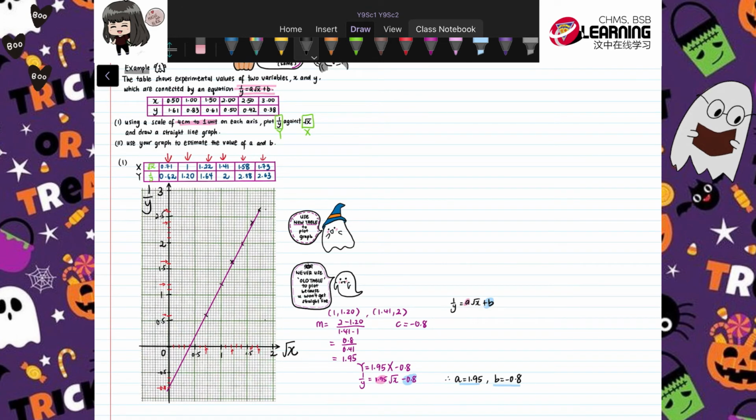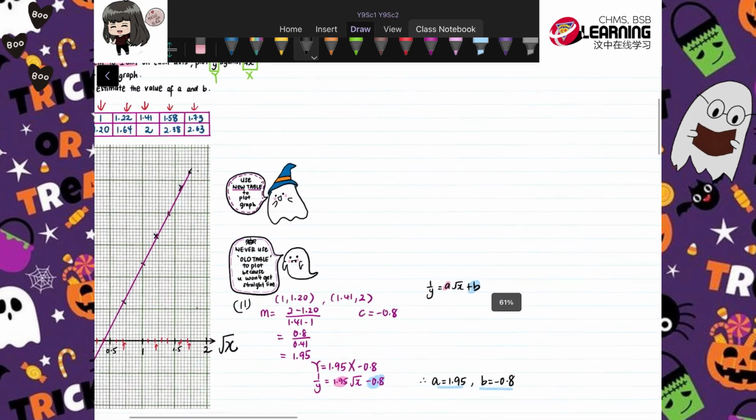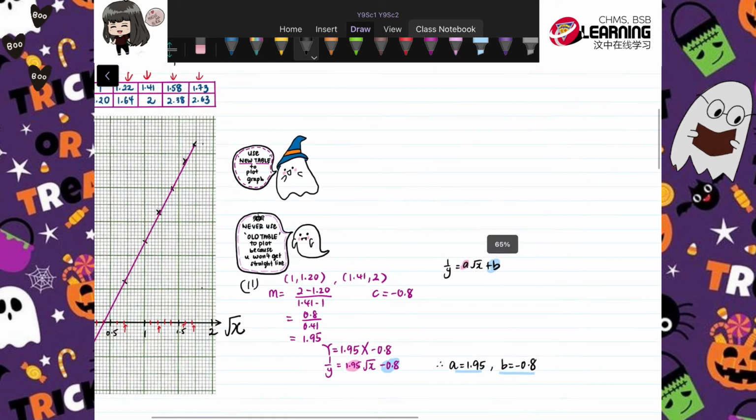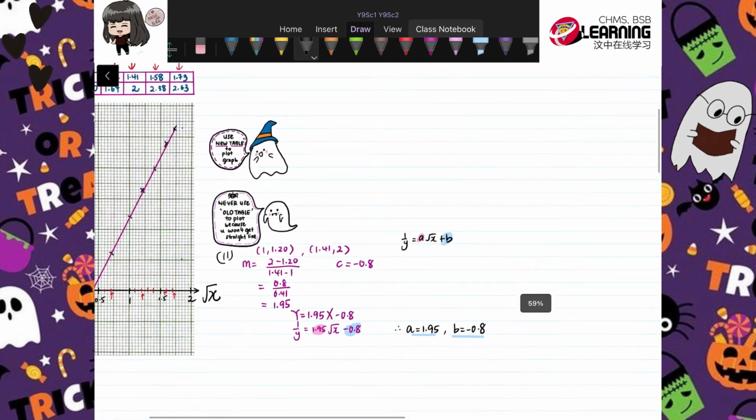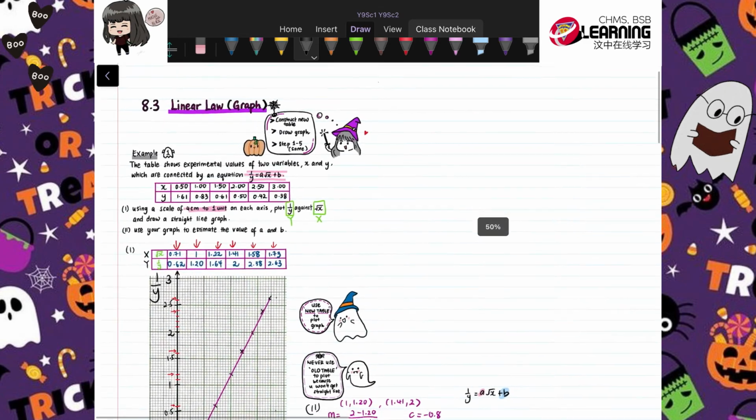Okay, that will be your part 1 and this is your part 2. Right, finding A and B, estimate. That's why they say estimate, because there is a range of answers for A and B. It's not just stick to one answer like 1.95. It can be 2 also. Okay. So that's for example 1.